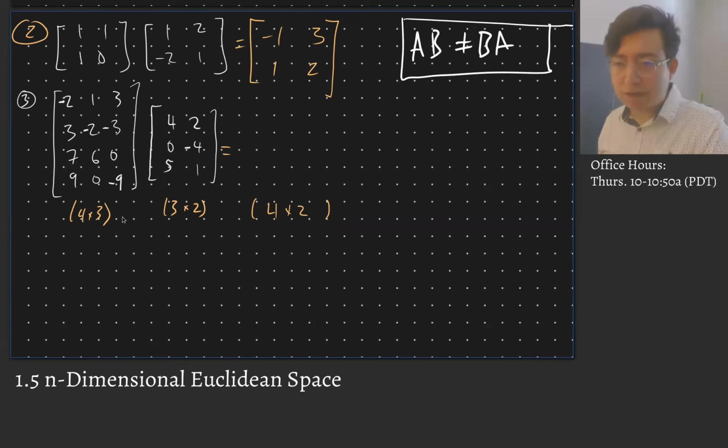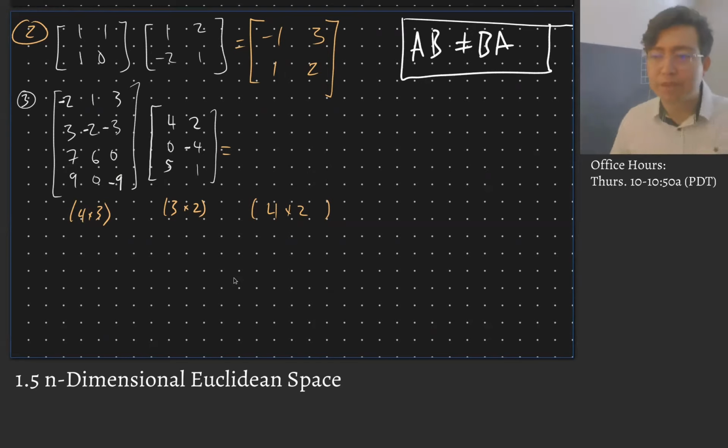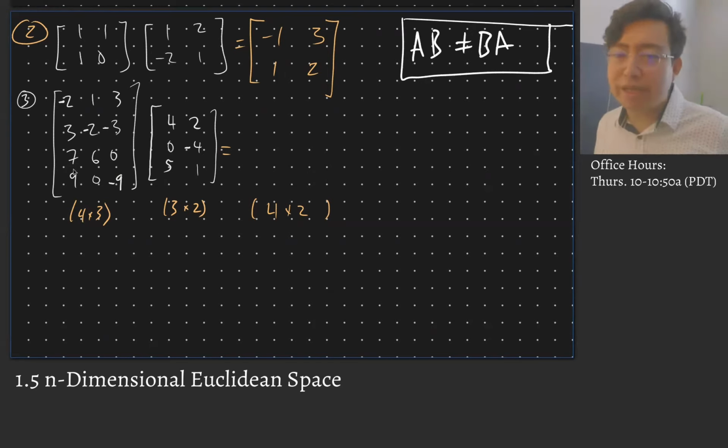4x2, right? So the 3's match up, so you can think of them as canceling out, and you end up with 4 and 2. So 4 by 2 is what's left over. Okay, and we're going to see that. How do you remember how you match things up?